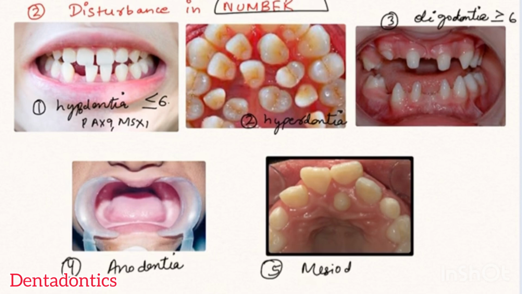Next, the condition is mesiodens. Mesiodens is an extra tooth, also known as a supernumerary tooth, and it is known as supplemental, and it is of 4 types: conical, tuberculate, supplemental, odontome.